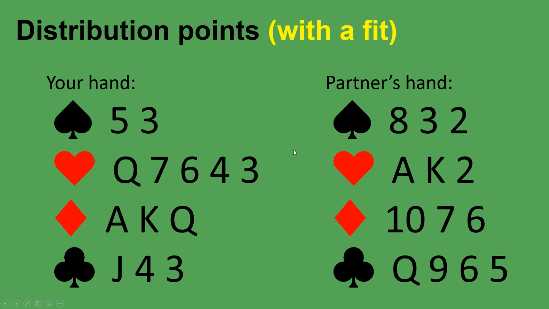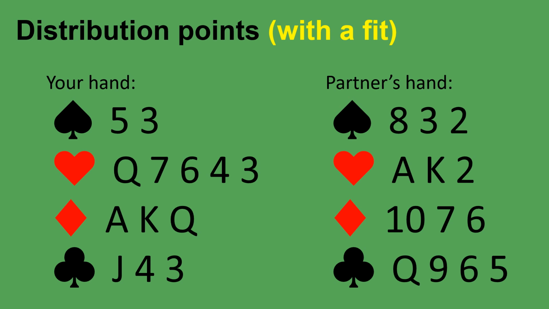Right, here's a different example. We have to ask the same questions again. Firstly, do we have a fit? Then count our total points and then decide if we're playing in game or in a part score and what is the trump suit. Pause the video.